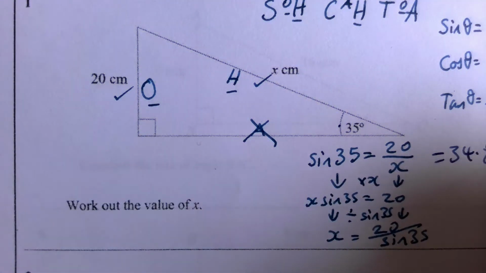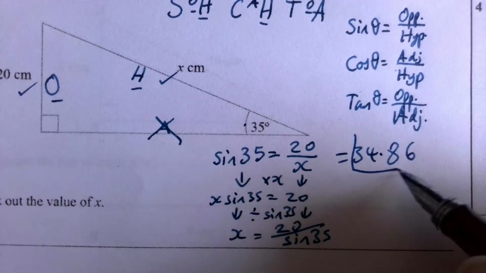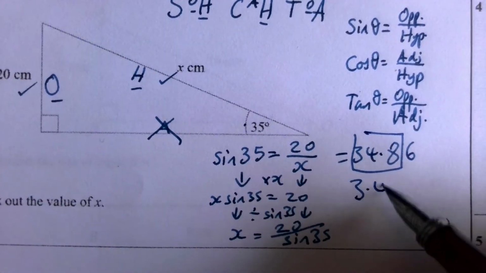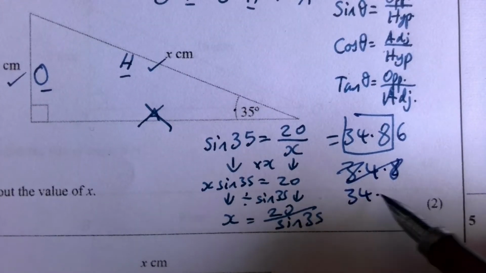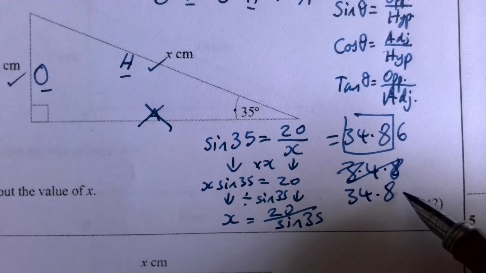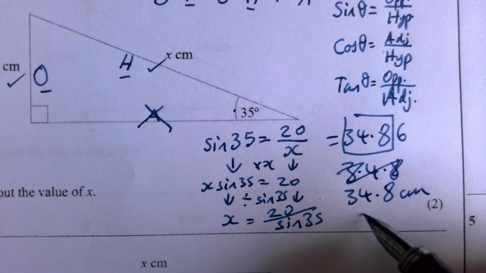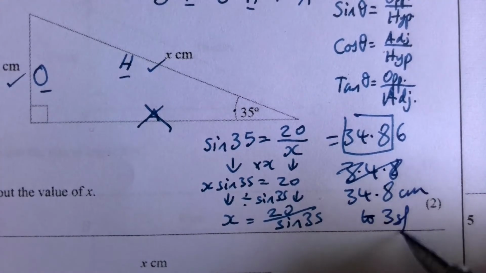34.86 something. It's not telling you what it wants you to round it to, but if they don't, then just do it to 3 significant figures or 1 decimal place. Doesn't matter which one you call it, as long as you name what it is. So it's 34.8 centimeters to 3SF.